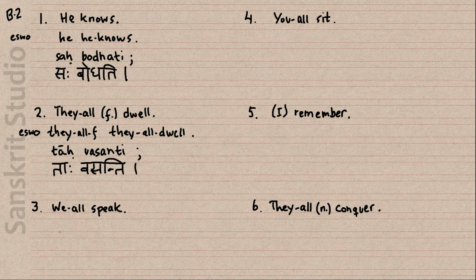Right. Number 3, we all speak. Our eswo is we all, and then we all speak. And then we do the pronoun, we all is of course vayam, and we're doing some speaking, so it's vadati, but now we want we all, so we want first person plural, so we have to make the a long here, vadamaha, and then semicolon there.